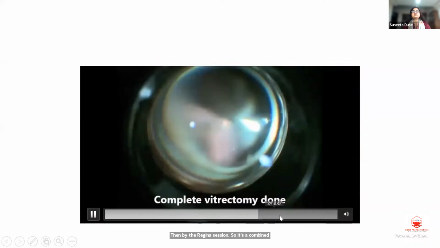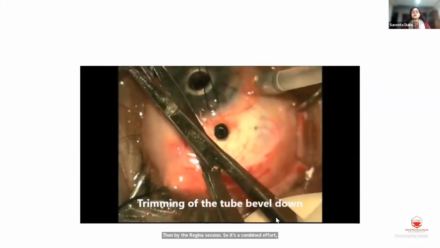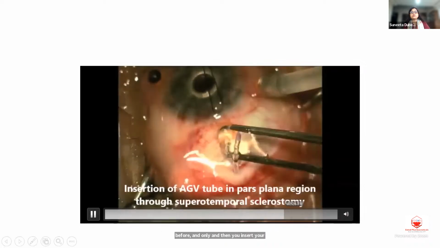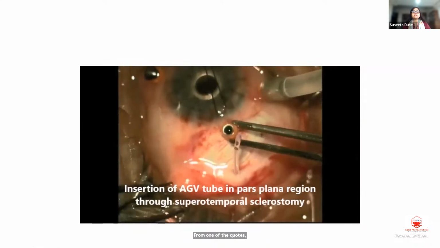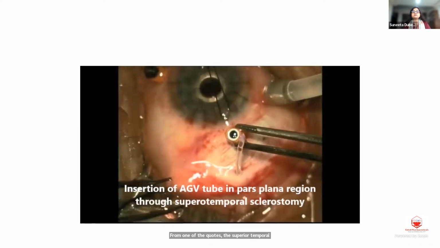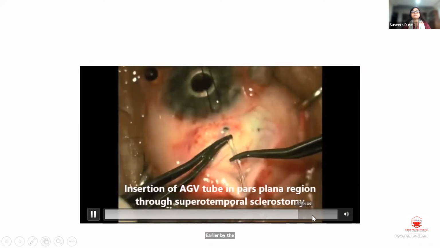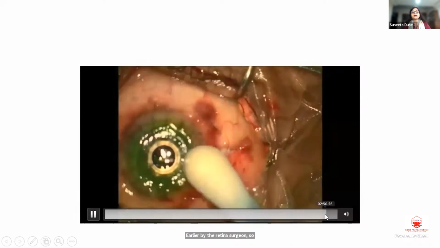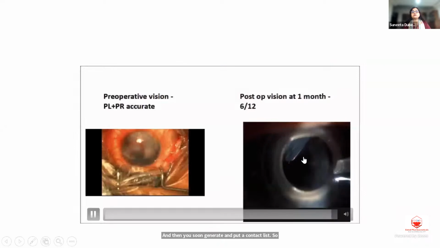After doing vitrectomy, the AGV plate was fixed beforehand. And then you insert your tube from one of the ports, the superior temporal port, which was made earlier by the retina surgeon. Then you suture it and put a contact lens. This is the post-operative picture. You should be able to see your tube in the pupillary area.